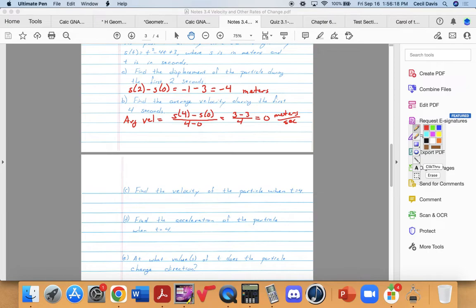Okay? All right, next, find the velocity of the particle when t equals 4. So I need to find the velocity equation by taking the derivative. V of t, and you don't have to write this next part, but I always do, is s prime of t. I let everybody know exactly what I'm about to do. It's a good way to communicate what you're doing mathematically. So that's 2t minus 4. So V of 4 will be 2 times 4 minus 4, which is 4 meters per second.